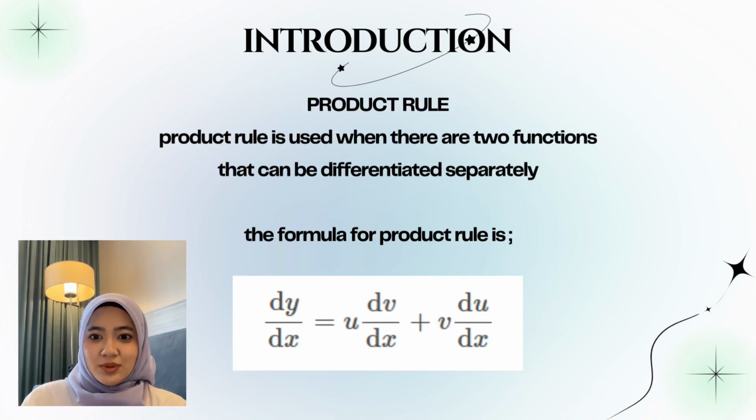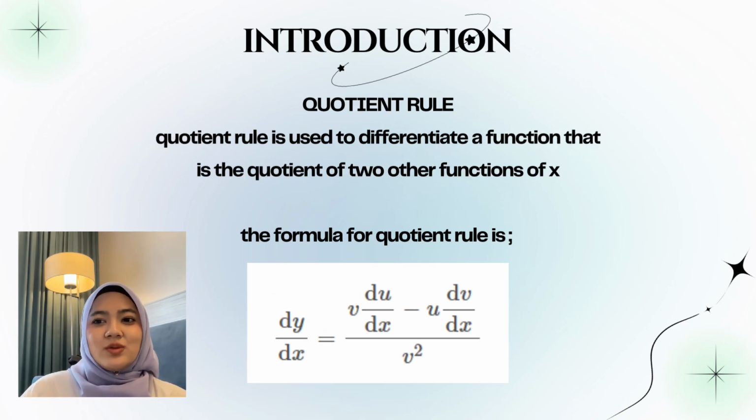So when do you use product rule? Product rule is used when there are two functions that can be differentiated separately. So the formula for product rule is dy over dx is equal to u dv over dx plus v times du over dx.